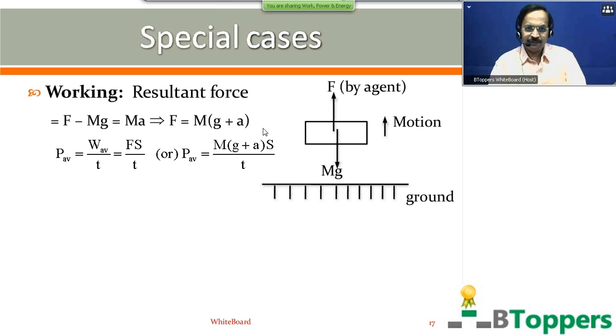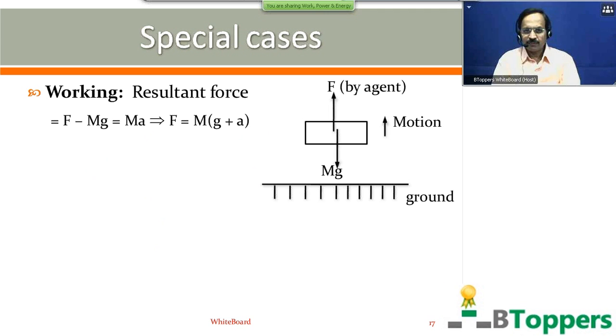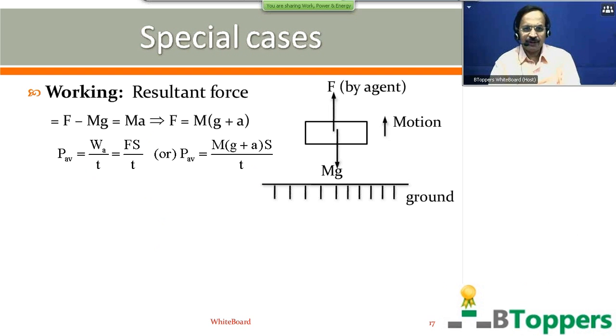So the average power delivered by the agent for a time interval T can be written as W by T, that is P subscript av equal to W_A by T. Here W_A represents the work done by the agent for a time interval T. The force applied by the agent is constant and acts in the direction of the displacement of the body. The work done by the agent for a time T can be written as F into s, where F equals m into (g plus a).